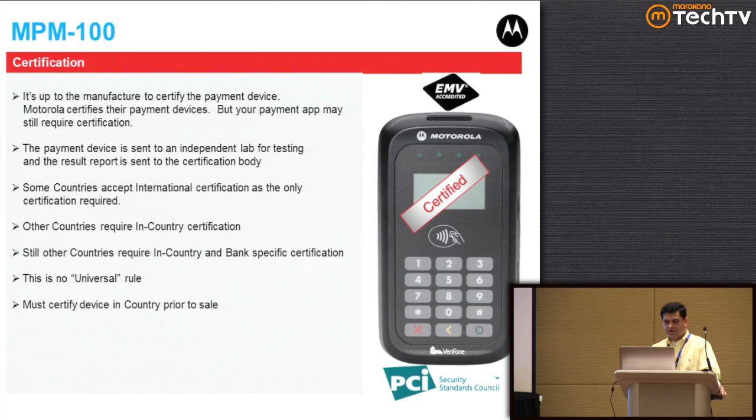Like I said, Motorola certifies, but your application still may require certification. When the device is sent to an independent lab for this certification, they may take anywhere from 1 to 2 months. The length of the certification depends on how well the architecture of the software and hardware is. There is a public area, there is a private area, and how well they're differentiated. If you can say this is the private and this is the public, and it's easy for them to distinguish between them, then it's faster.